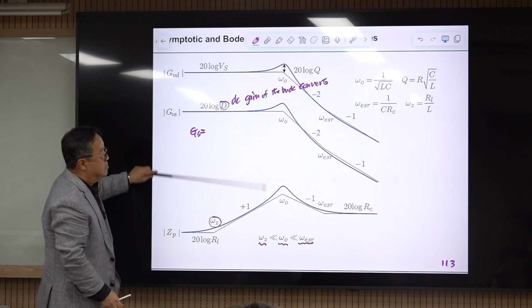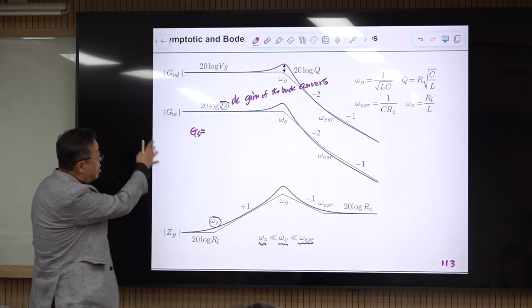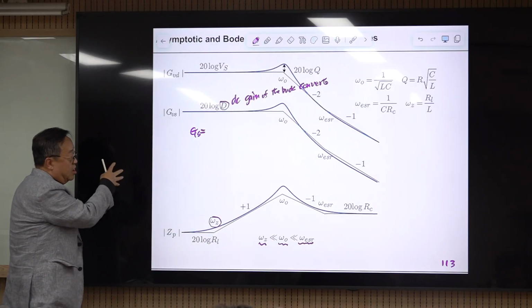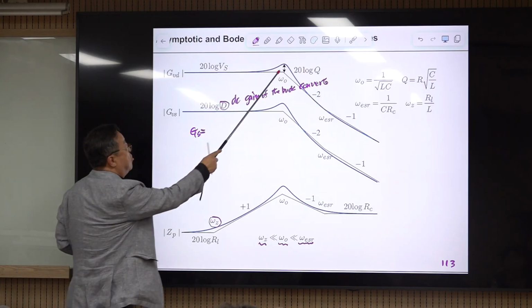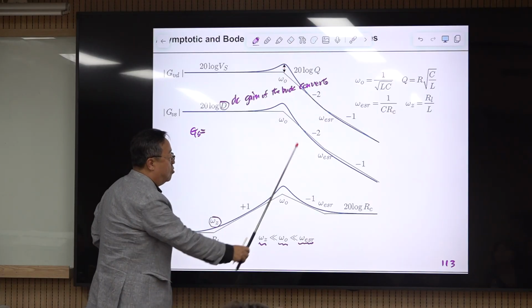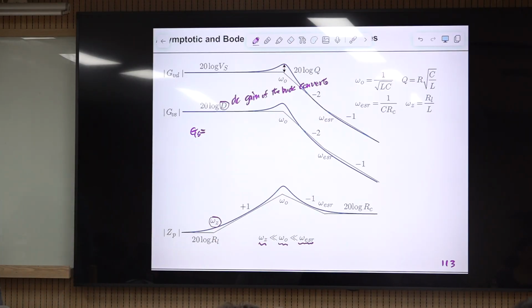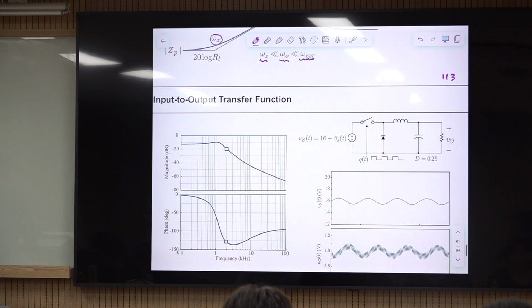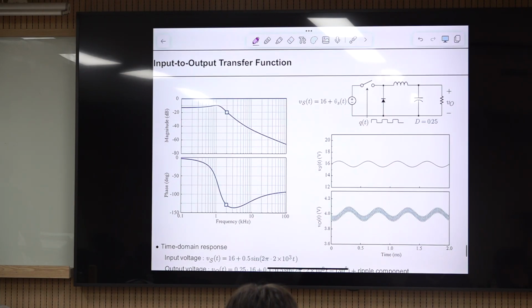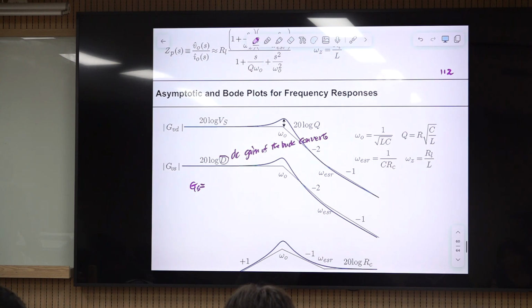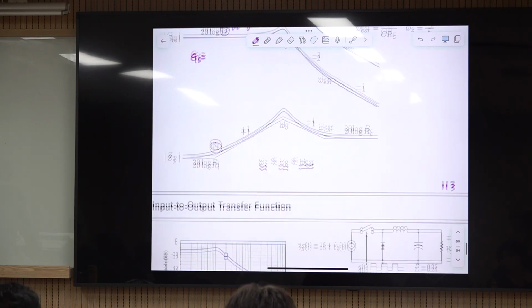So this is the result of the asymptotic plot of three transfer functions of the buck power stage, and maybe this is the correction to have an accurate curve like this. Okay, this is also easy. Let me explain this curve. The implication of this transfer function is more important than the derivation or sketching of this.